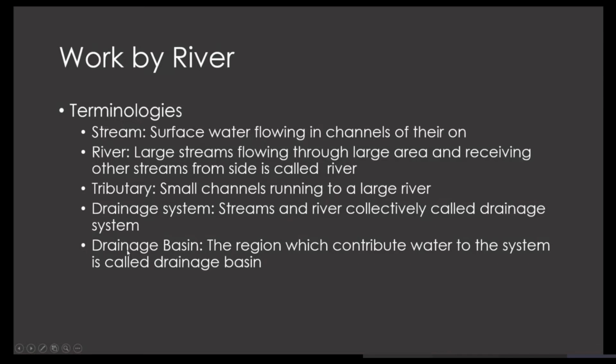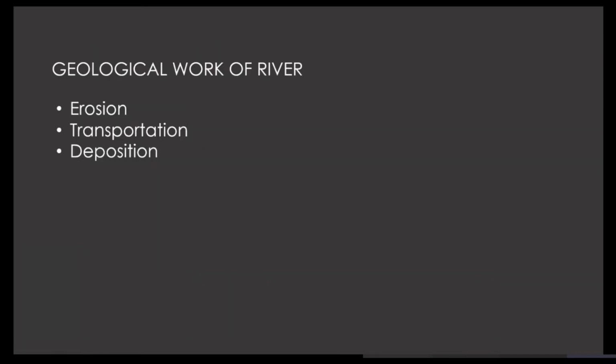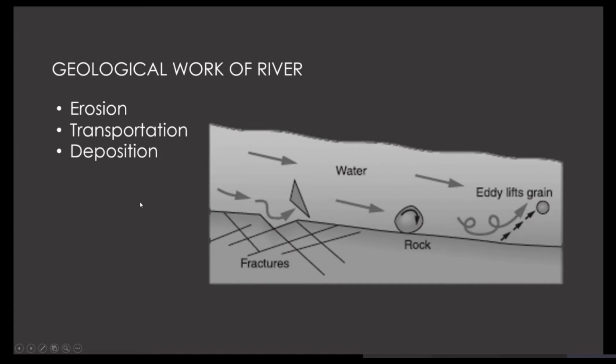Okay, so now these are the terminologies we have discussed. We have seen the river in its different stages. Now what we are going to see is what geological activities these rivers are doing. Any river which is flowing will be doing three main processes. First process is called erosion, second process is called transportation, and third process is called deposition.